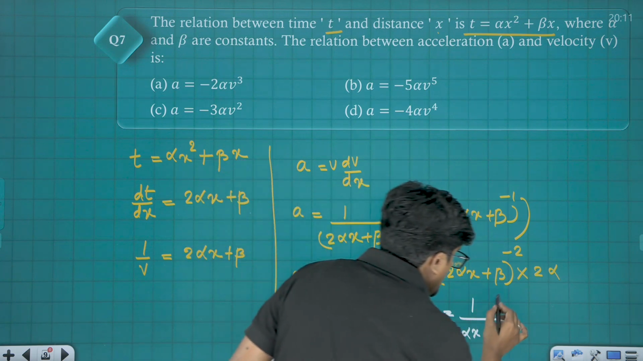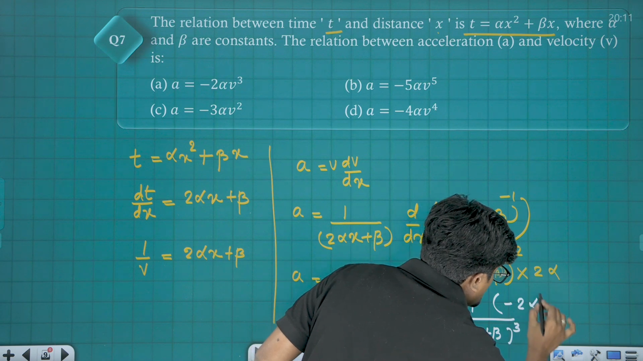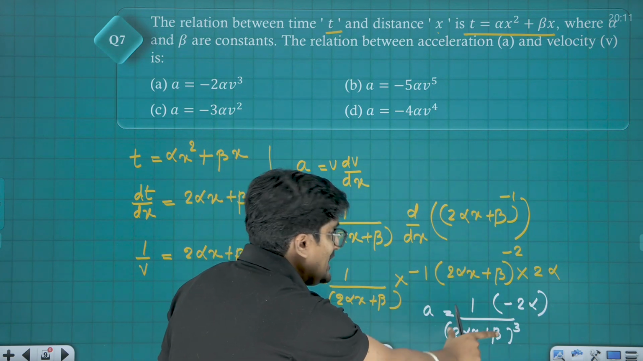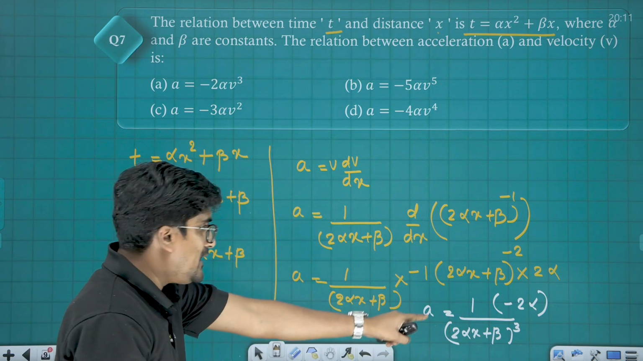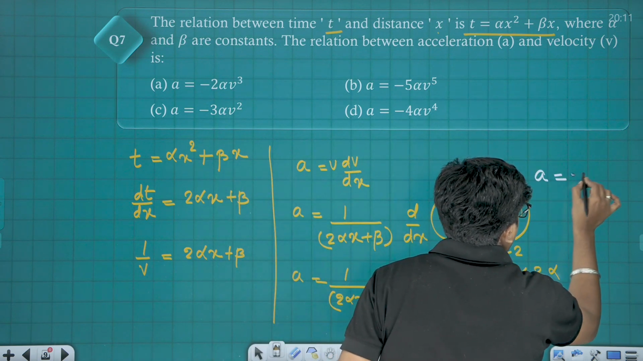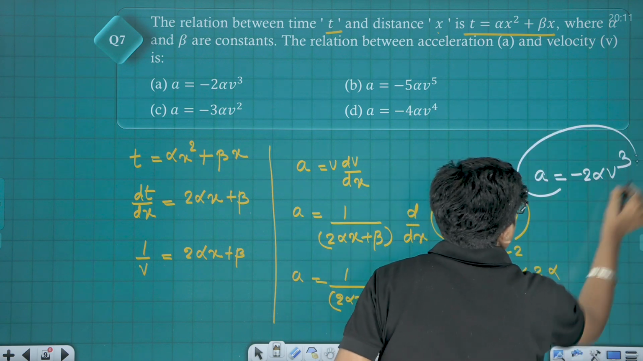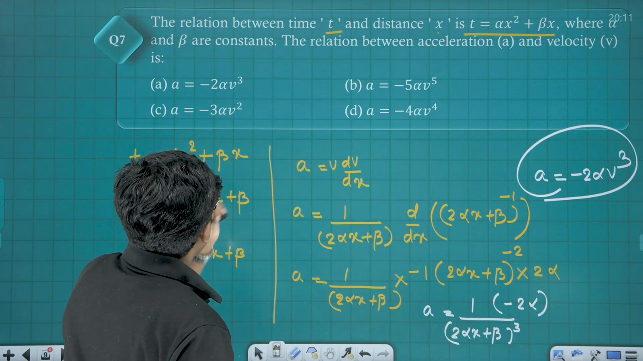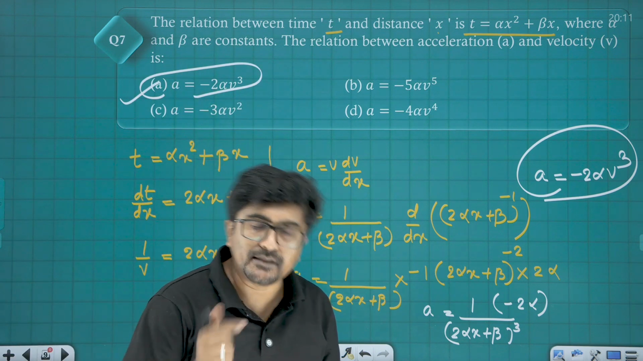Into, we have got a minus here, so it is going to be 2 times minus alpha, and we know that this is basically v cube, because v was 1 upon 2 times alpha into x plus beta, so this is v cube. So the final relation is a is going to be minus 2 times alpha into v cube. This is the final relation. That means option A must be the correct answer here.